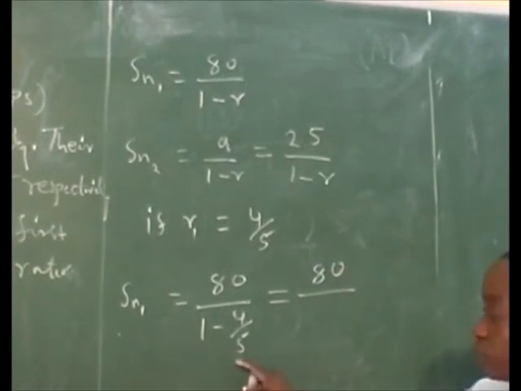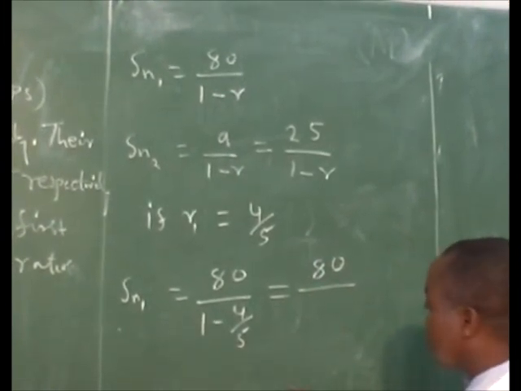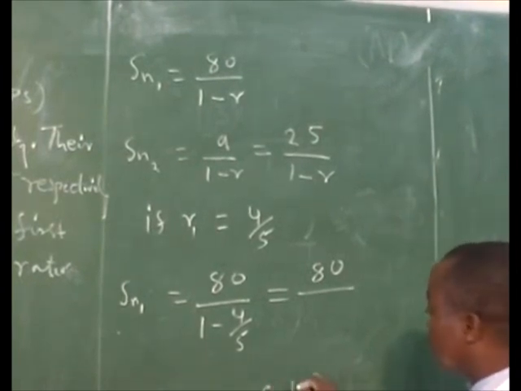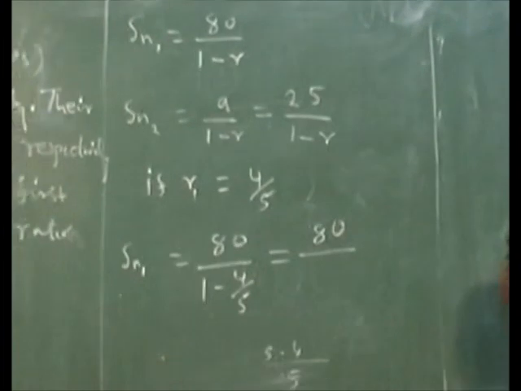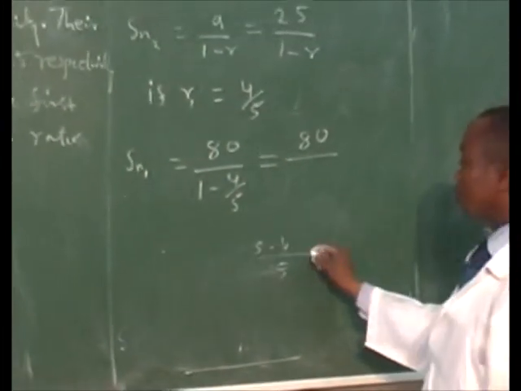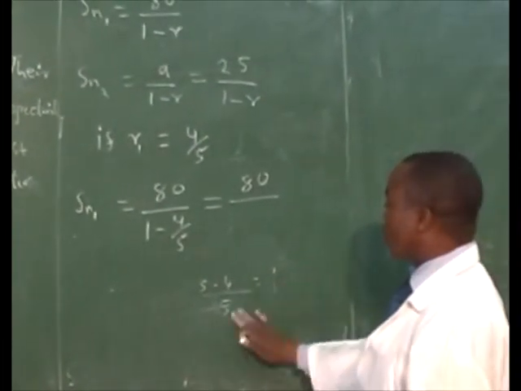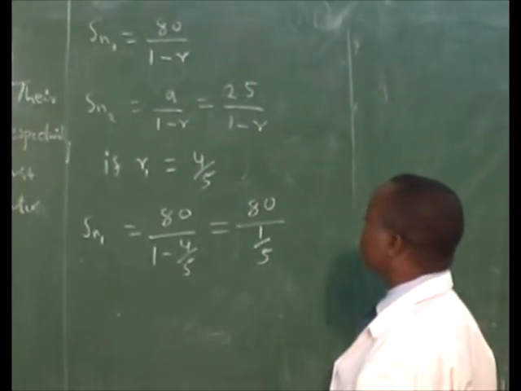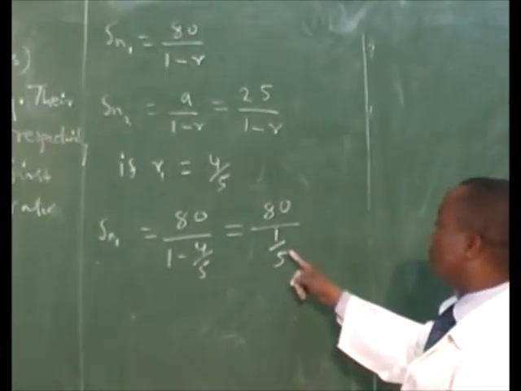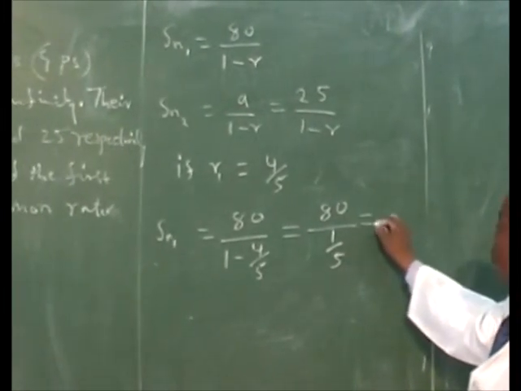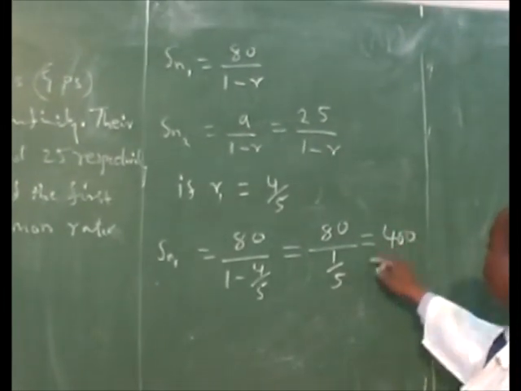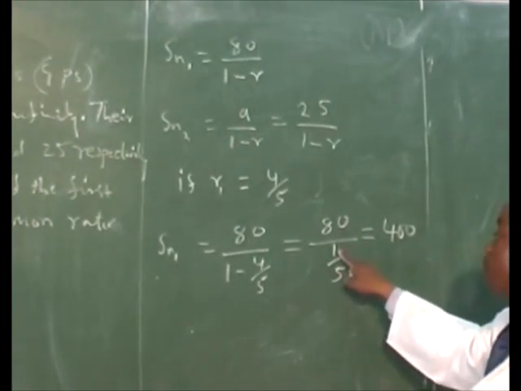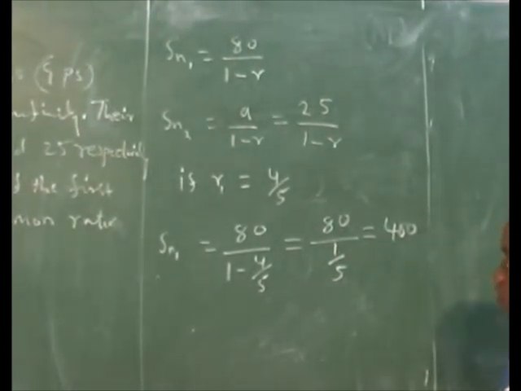It will be the same as 80 all over, now this one will give us 5 minus 4 all over 5, which is 1 all over 5. So we have 80 all over 1 all over 5. Now, this will be the same as 400. That is using this 5 times 80 to give you 400. Divide by 1, you get 400.